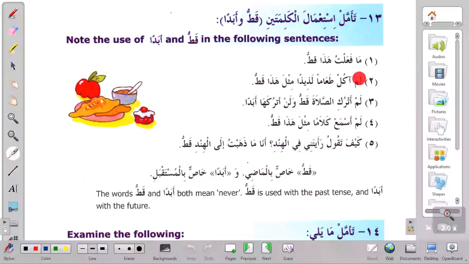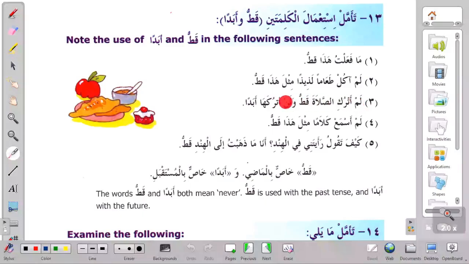So this lam, of course, is a harf, as we said, also a harf qalb. It makes the present tense verb past tense. Akul is a present tense verb, but because of the lam, it turned into the past tense. So lam akul, I've not eaten. Ta'aman lazizan mithla hadha, a food that is delicious like this, qattu, ever. I've never eaten a food that is delicious like this. Lam aturuki salata qattu, I've never left salat.